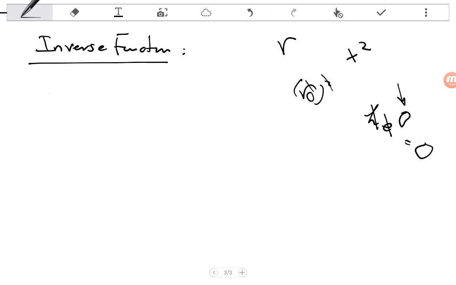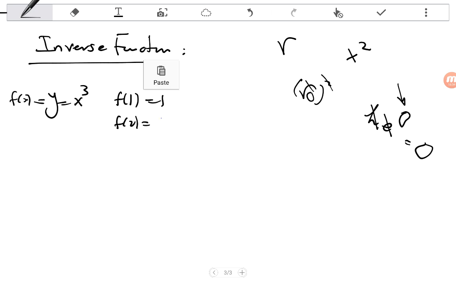For example, if I had y is equal to x cubed, I need to find the inverse. How to find the inverse of this function? Okay, let's check. What is f of 1 in this case? It is 1. What is f of 2? It is 8. And f of 3 is 27. Yes.